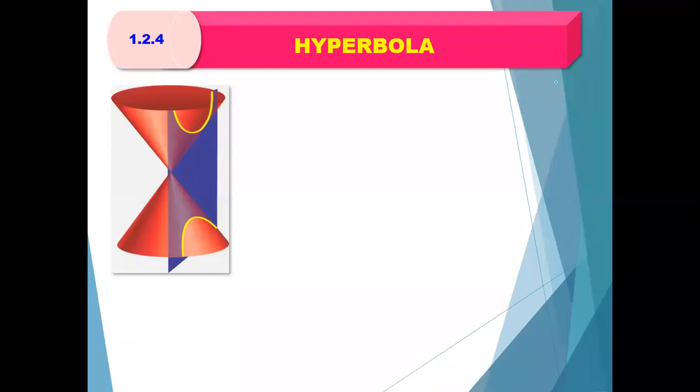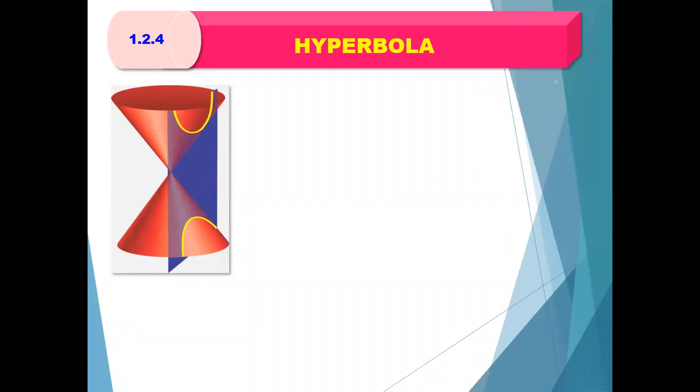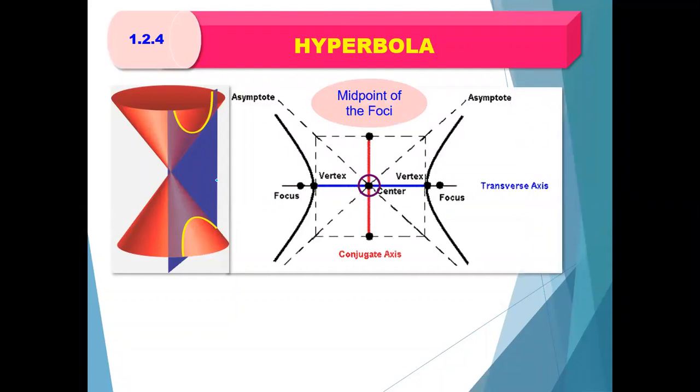Move to the next conic section, which is a hyperbola. So this is the cone and also a plane that cuts the cone to produce a hyperbola shape. It cuts straight through the cone, so it will show two, one on top and one on the bottom. We call it a hyperbola.